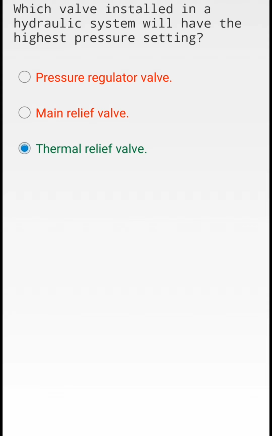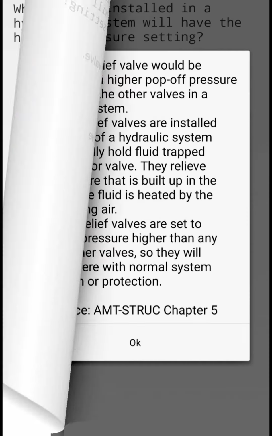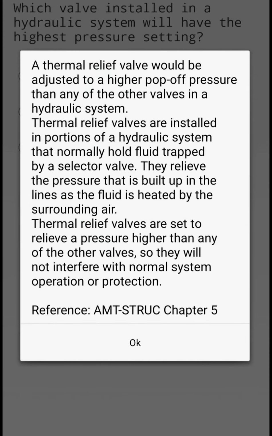Which valve installed in a hydraulic system will have the highest pressure setting? Thermal relief valve. A thermal relief valve would be adjusted to a higher pop-off pressure than any of the other valves in a hydraulic system. Thermal relief valves are installed in portions of a hydraulic system that normally hold fluid trapped by a selector valve. They relieve the pressure that is built up in the lines as the fluid is heated by the surrounding air. Thermal relief valves are set to relieve a pressure higher than any of the other valves, so they will not interfere with normal system operation or protection.